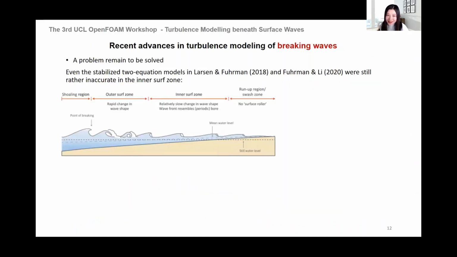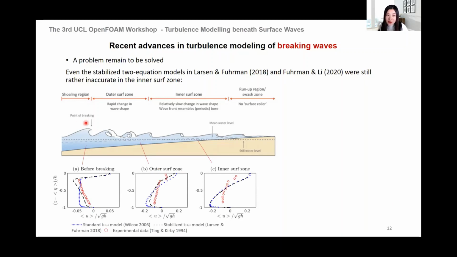But the story has not ended here yet. Although we have proposed stabilized two-equation models to simulate breaking waves, which seem to perform perfectly in the pre-breaking and also in the outer surf zone, see this comparison between the black dashed line and the red circles. Red circles are experimental data, and the black dashed line is the stabilized K omega model. So for this undertow velocity profile, it compares pretty well and improved a lot from the standard K epsilon model.